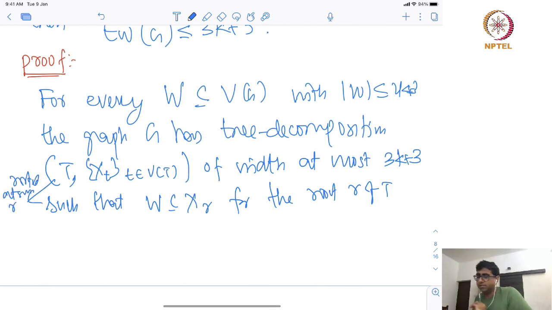So what this tells us is that, look, you give me any set W of size at most 2k plus 3. In fact, I can come up with a tree decomposition where the root bag will have the property that W is contained inside that root bag. And you will see why we need this, because we are going to prove our statement using induction.